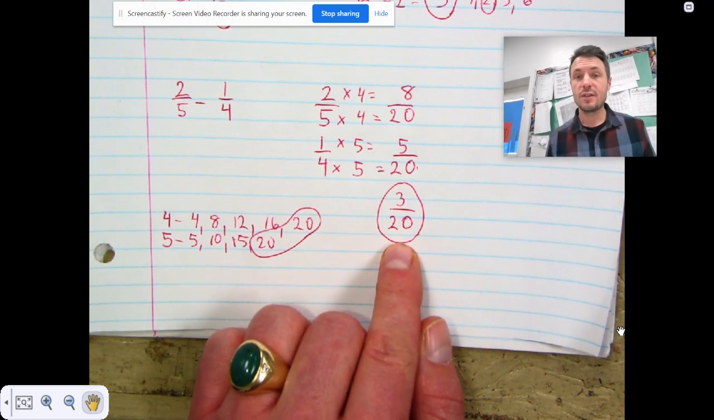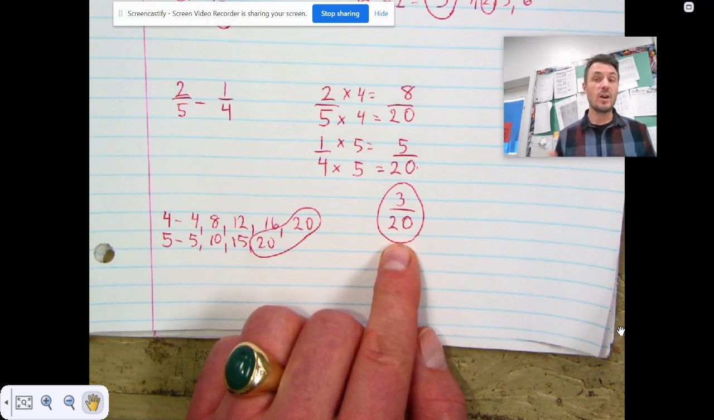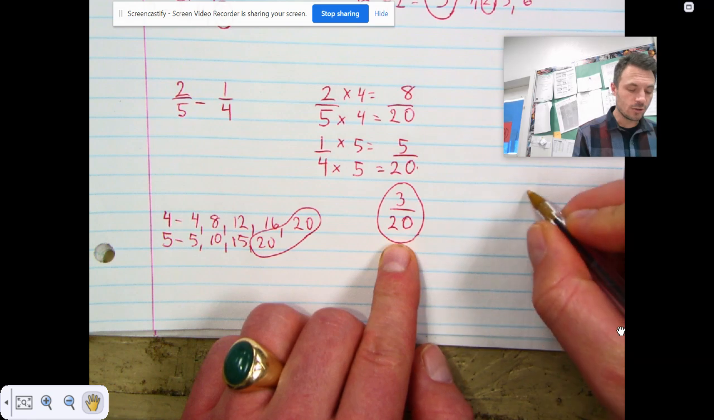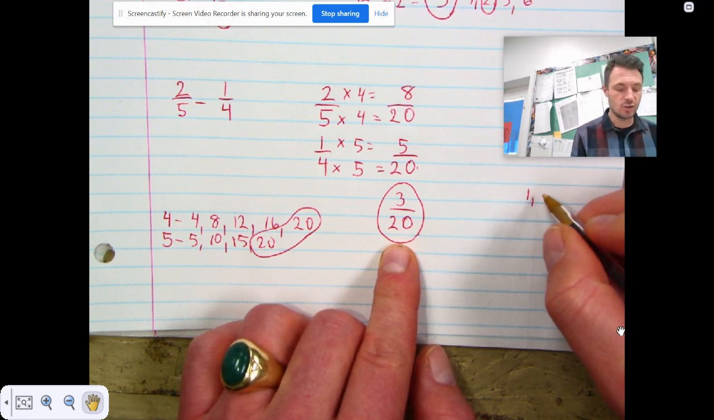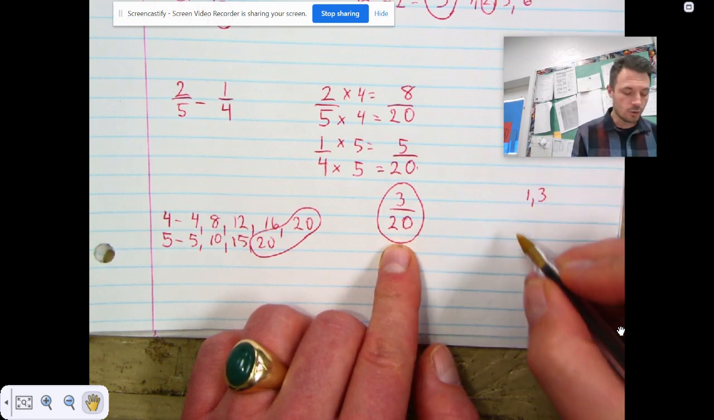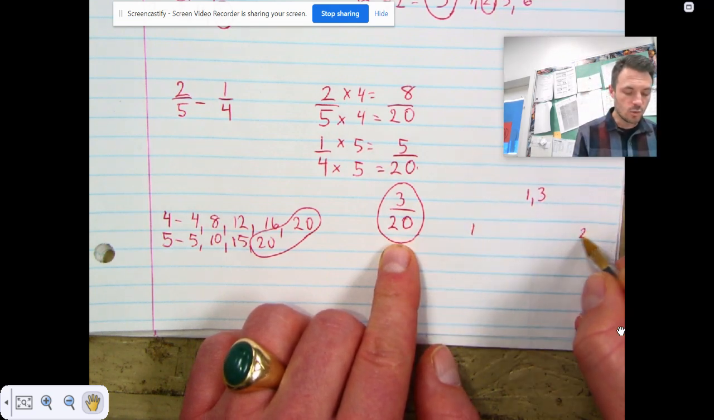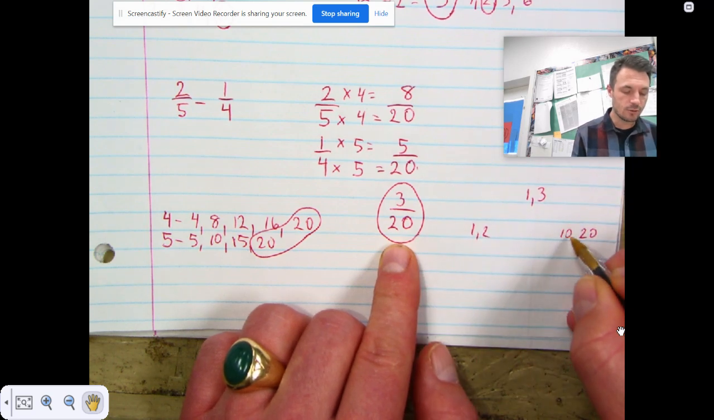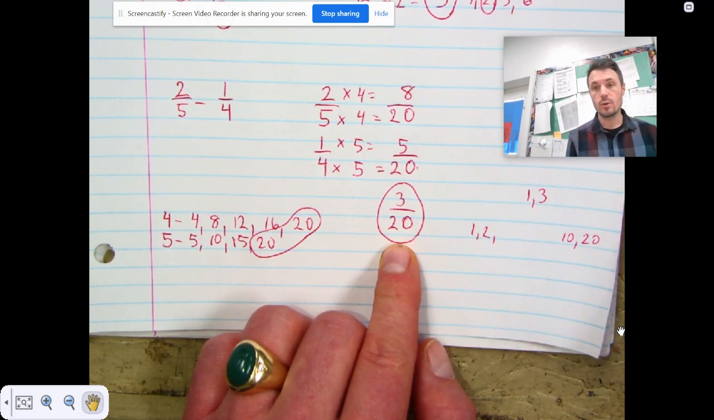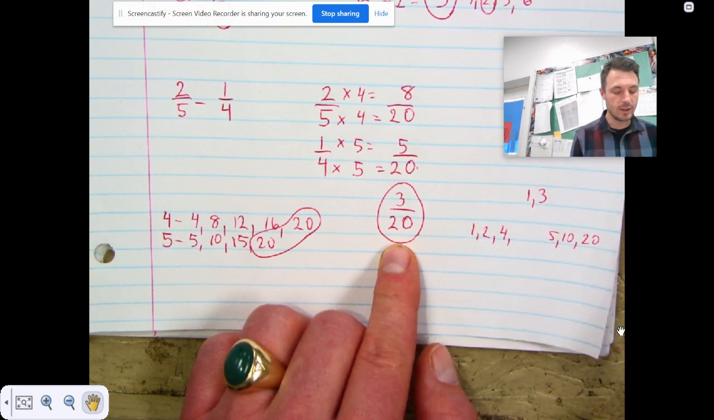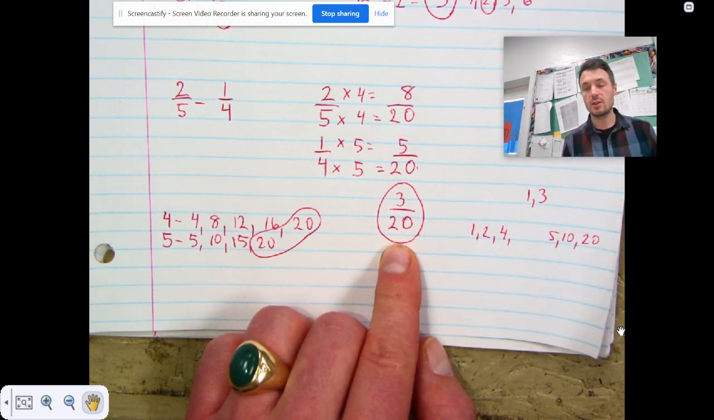How would we find out that that's in simplest form? You find out when you try to simplify it. Because if you list all your factors for 3, it's just 1 and 3, since 3 is a prime number. And then when you list your factors for 20, 1 and 20 are factors of 20. 2 and 10 are factors of 20. Nothing times 3 equals 20. 4 and 5 are factors of 20. And then nothing times 6 equals 20.